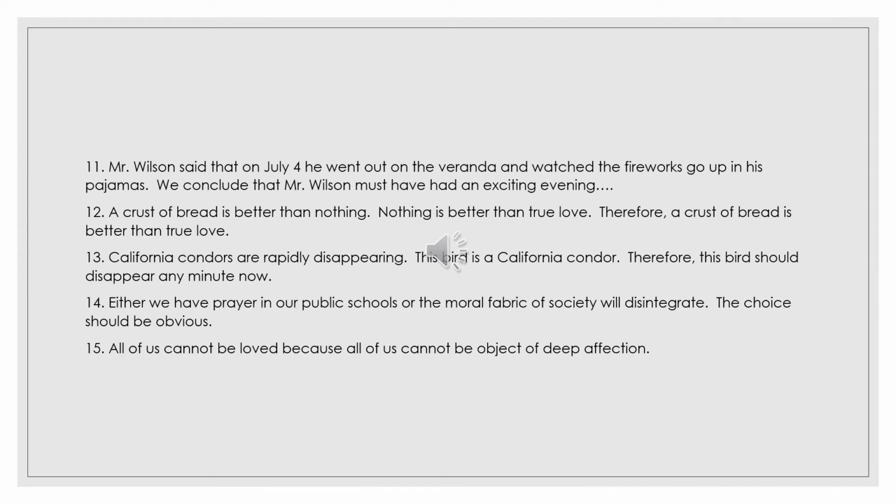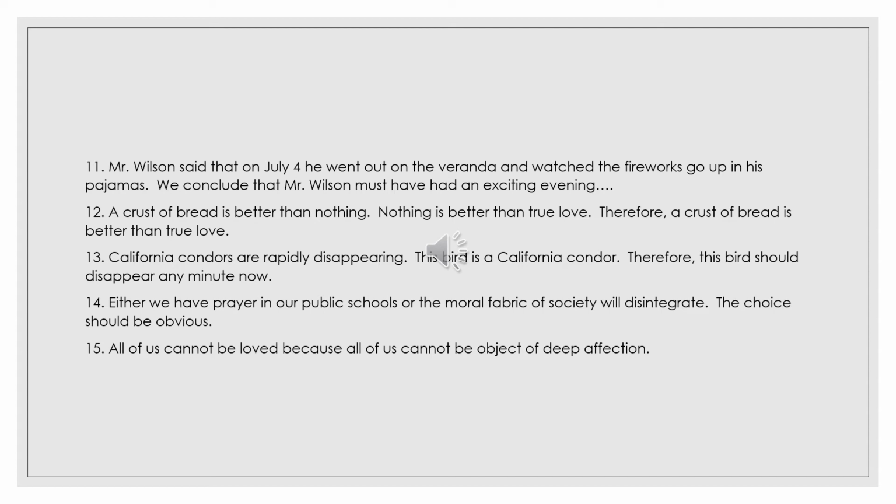Number 11 says that Mr. Wilson said that on July 4th he went out on the veranda and watched the fireworks go up in his pajamas. We conclude that Mr. Wilson must have had an interesting evening. And the conclusion here follows by taking the initial premise to mean that he watched the fireworks literally go up the legs of his pajamas, let's say, which is probably not how this was intended. That is, it probably should be taken to mean that he was wearing his pajamas and he went out on the veranda and watched the fireworks go up. This is an example of an amphibole. The entire statement that he went out on the veranda and watched the fireworks go up in his pajamas is ambiguous. So that's what makes it an amphibole.